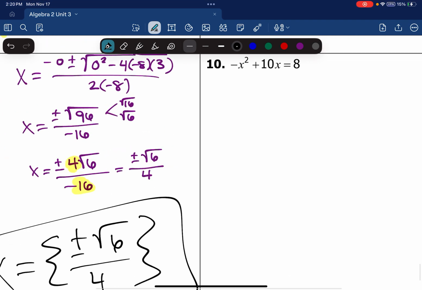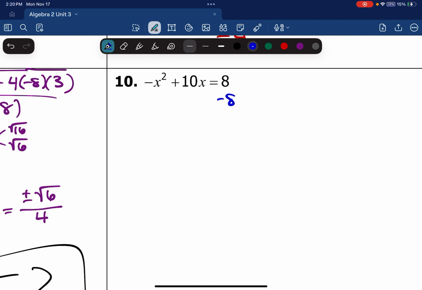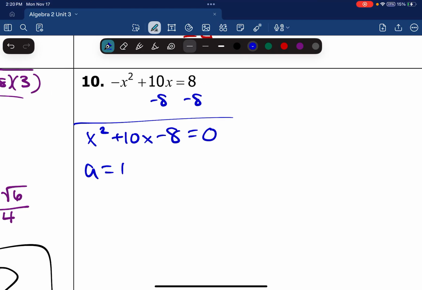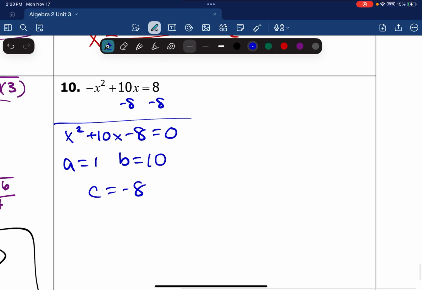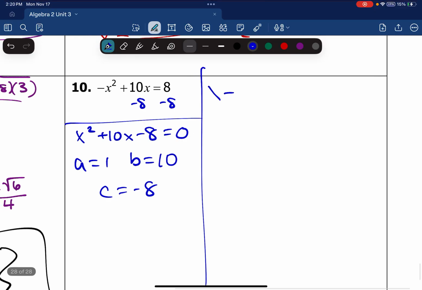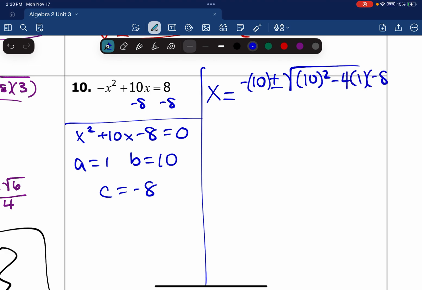Okay, problem number 10. Again, we must make it equal to 0, so we're going to move this 8 over. Nothing to subtract the 8 from, so we get x squared plus 10x minus 8 equals 0. A is 1, B is 10, C is negative 8. So plugging it into the quadratic formula, x equals negative b, negative 10, plus or minus square root of 10 squared minus 4 times A times C, all over 2 times A.